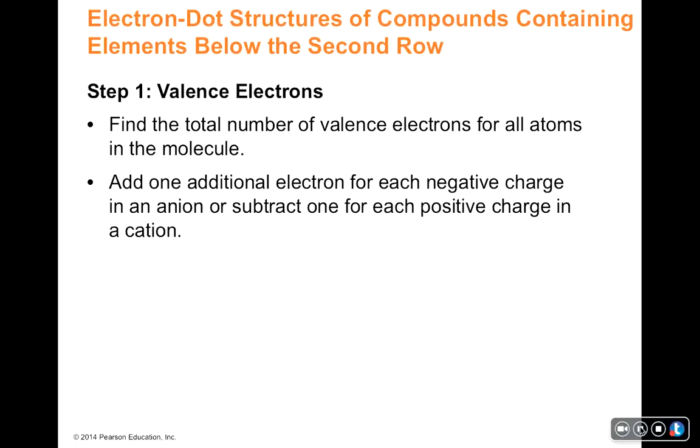So the first thing is to find the total number of valence electrons for all the atoms in the molecule, and then add an additional electron for each negative charge you have, or subtract one for each positive charge you have. So if you have an anion that has a -3 charge, you're going to add 3 electrons to the total. If you had, say, a cation that had a +2 charge, then you would subtract 2 electrons from the total. So that's the first step, to calculate the total number of valence electrons in your compound.